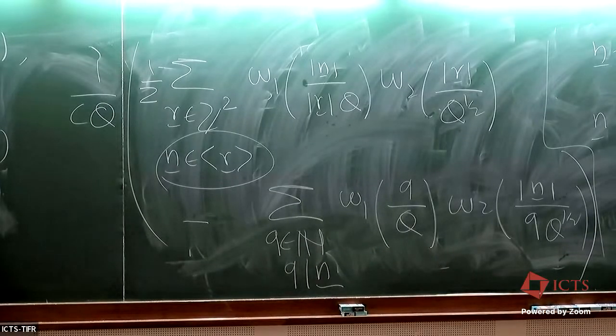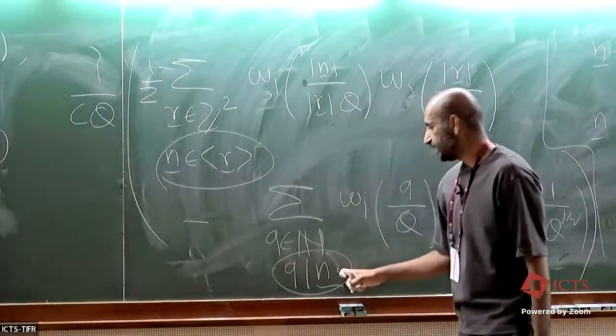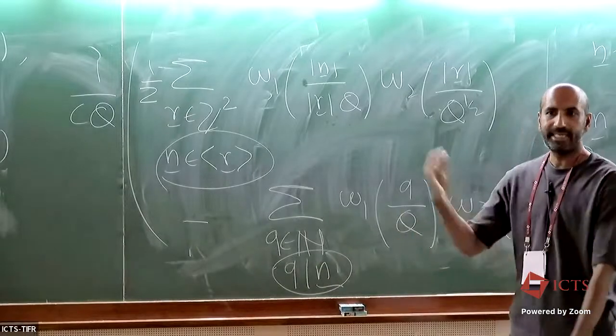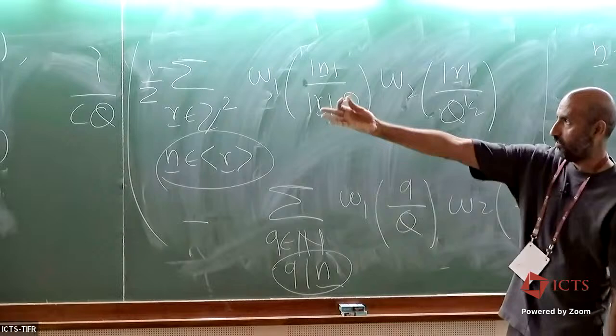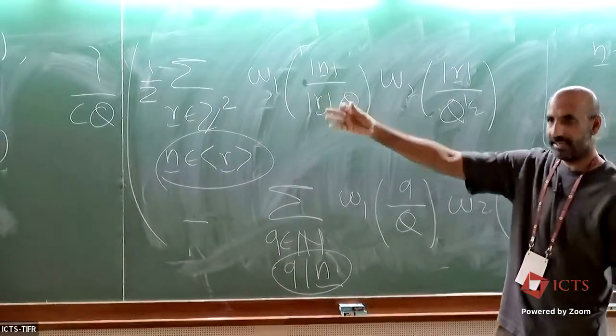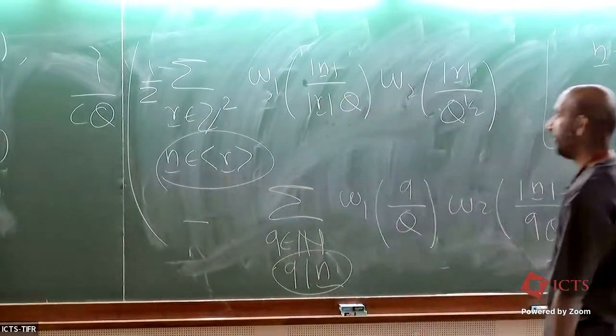Okay, so where was I? I have these two conditions. This condition here is nice, right? Q divides N can be detected by adding additive characters, just like what we do in the one-dimensional method. This one is slightly more involved.